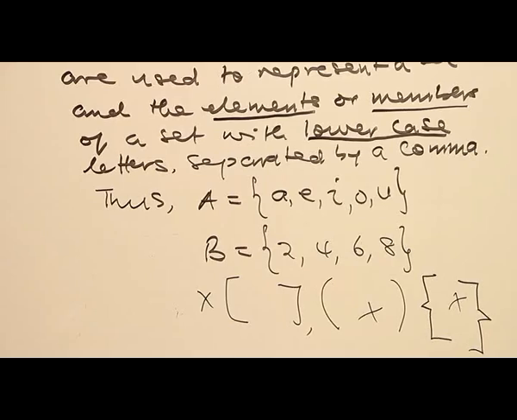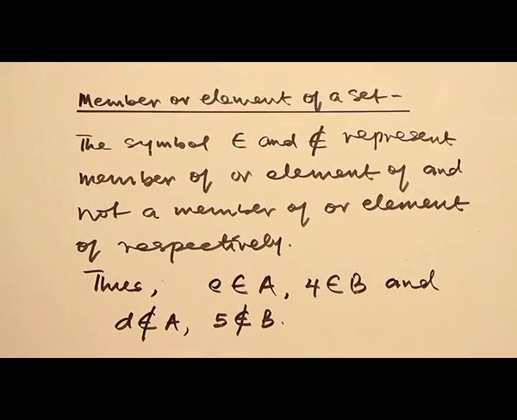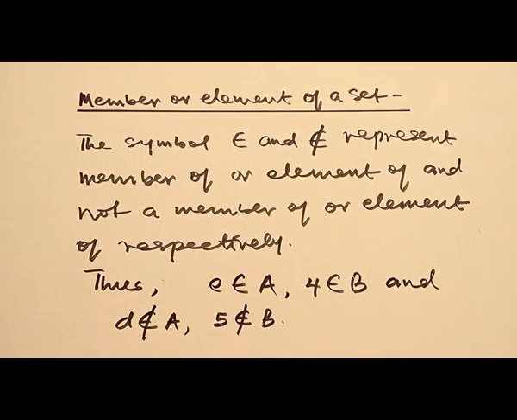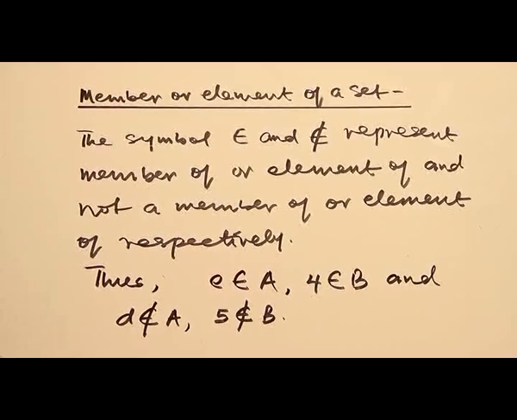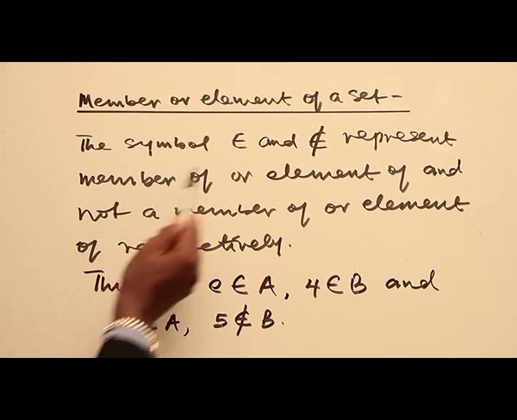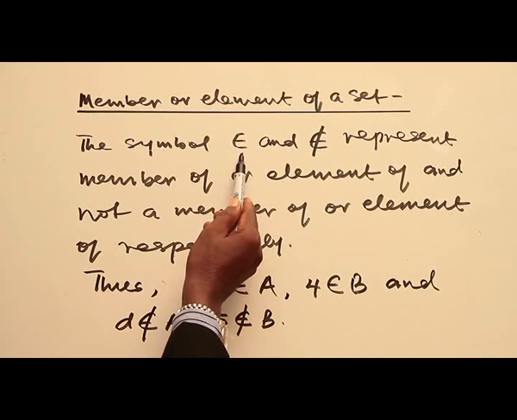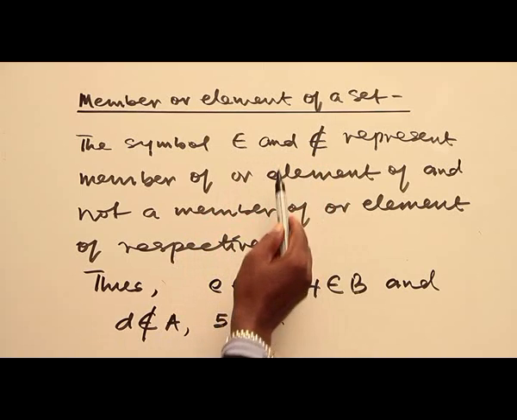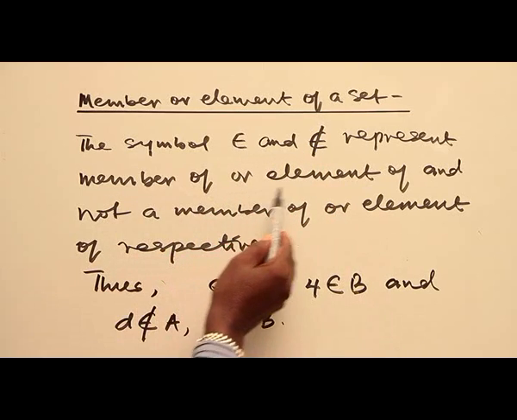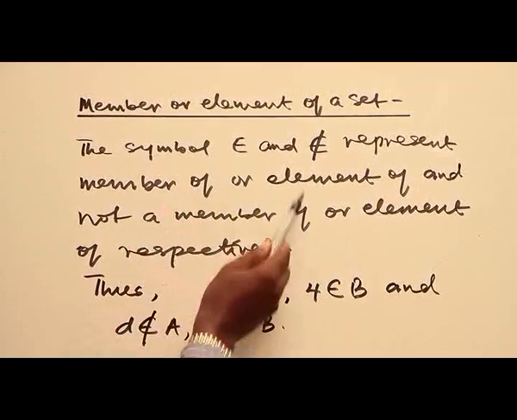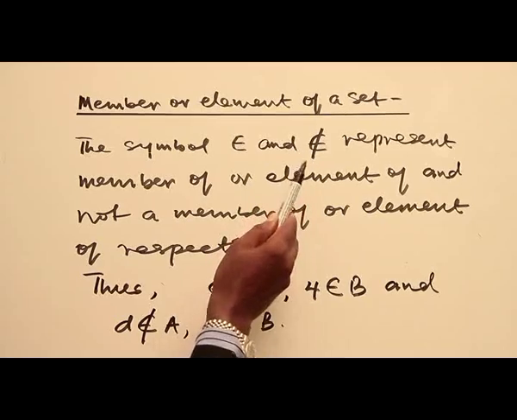Take note of that. In discussing a set, we also look at member or element of a set. When you talk about the member or element of a set, mathematically it is represented by a symbol. The symbol that looks like an E here, and this symbol here with a slash on the same symbol, represent member of or element of, and not a member of or element of respectively. So the first one is member of or element of. The second one is not a member of or element of.